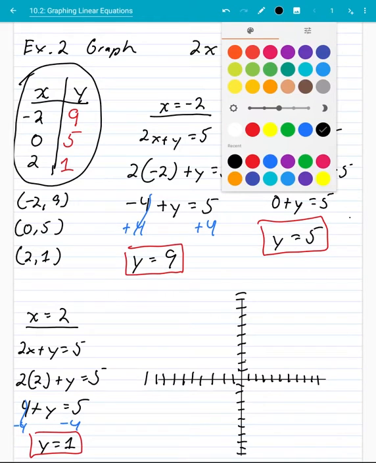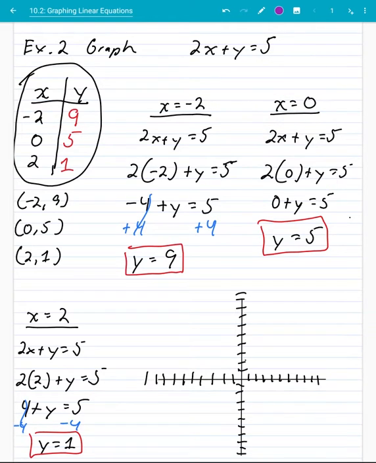Go ahead and label your points. I'm going to use, I don't know, I like purple. Purple's a cool color. Let's do -2, 9. -2, 9 would be -2, 1, 2, and then up 9: 1, 2, 3, 4, 5, 6, 7, 8, 9.